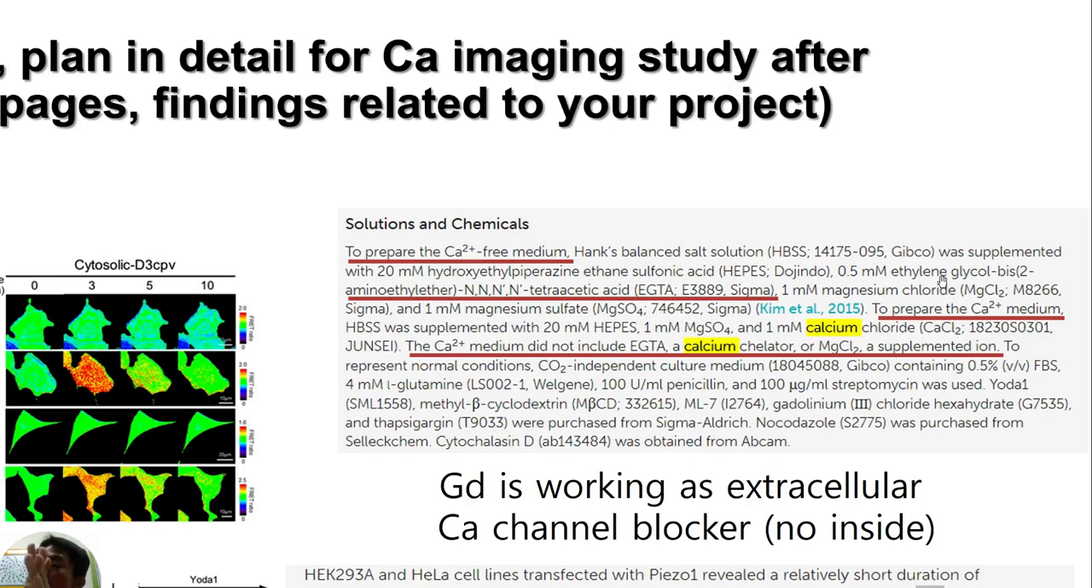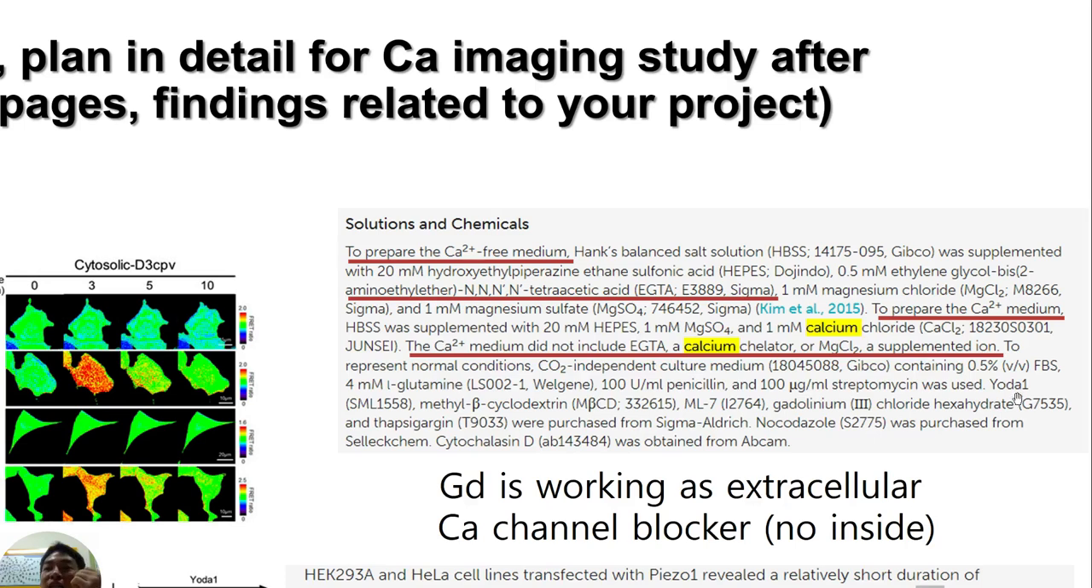Because the focal adhesion should be maintained, right? When there's no calcium and no magnesium, the cell cannot attach. While attaching the cell on a certain substrate, focal adhesion proteins need calcium or magnesium for their stabilization. So at least one ion is needed, okay? So to prepare calcium-free media, they added extra magnesium. But to prepare calcium media, HBSS supplemented with HEPES plus magnesium plus calcium chloride. And here, the calcium media didn't include EGTA because EGTA is a calcium chelator. So if you add EGTA again, the calcium from our calcium chloride is chelated by the EGTA.